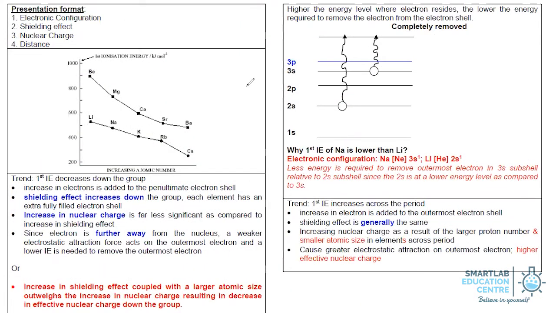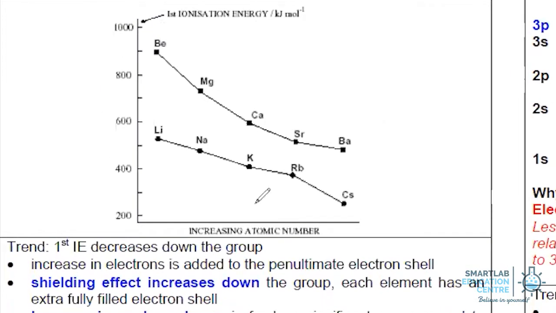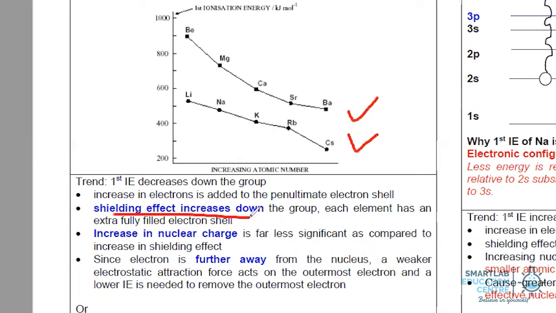Let us take a look at the first ionization energy and how it changes when you move down the group. So you can see evidently, based on the 2 graphs here, the first IE decreases down the group. The reason is because as you go down the group, your shielding effect will start to increase, as explained in the earlier section, as you have more fully filled electron shells. Your nuclear charge will increase as you have more protons.